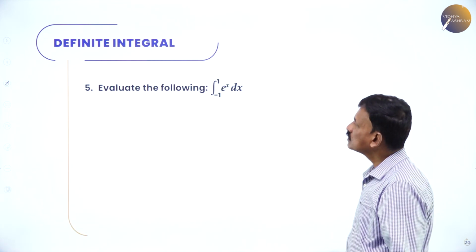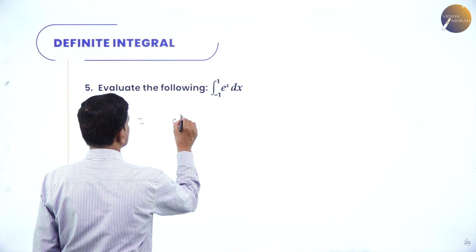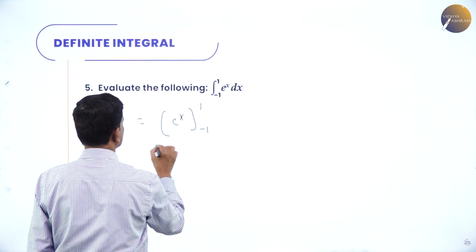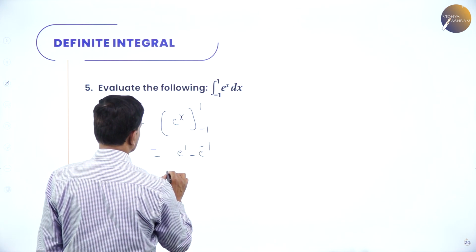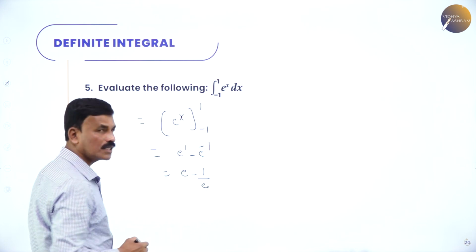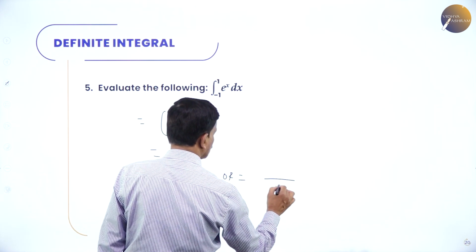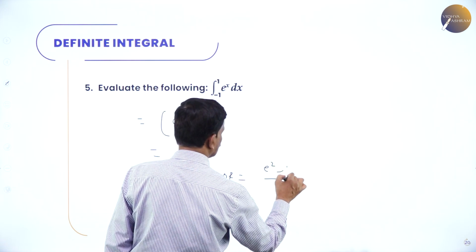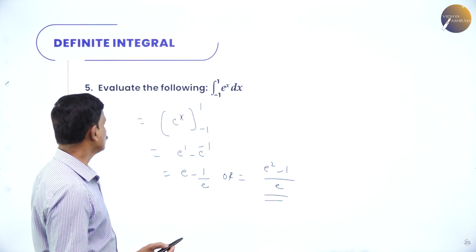Next one, evaluate. The integration of e to the power of x is e power x between limits minus 1 to 1. So apply the upper limit, e raised to 1 minus e raised to minus 1. E raised to 1 is e, minus 1 over e. So you can write e minus 1 over e, or further if you want you can simplify, take e as the LCM, e into e is e square minus 1 by e. Now move on to the next problem.